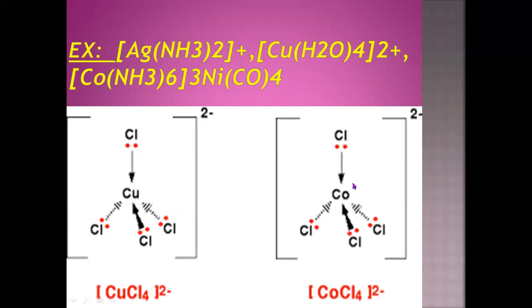Again, a similar anionic form for another ion, CoCl4 with two negative charges. Again, four chloride ions are there, meaning four negative charges. Of these, two are neutralized by two positive charges of cobalt, and therefore there is a -2 charge on the complex ion.